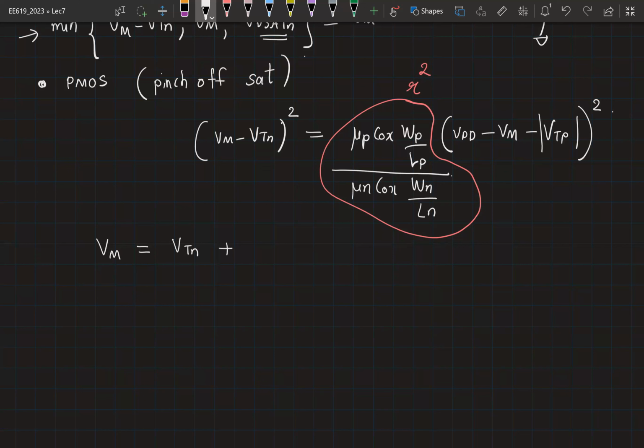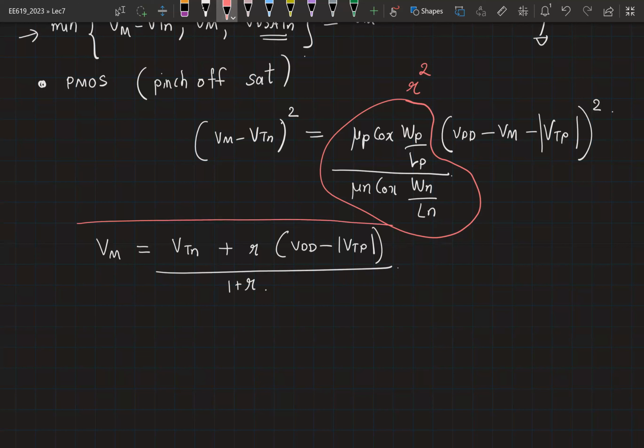VTN plus R, VDD minus mod VTP, divided by 1 plus R. To get VM equal to VDD by 2, what should be the value of R?